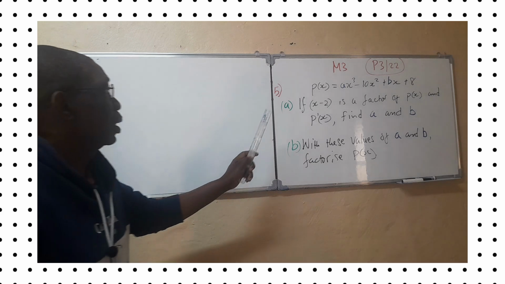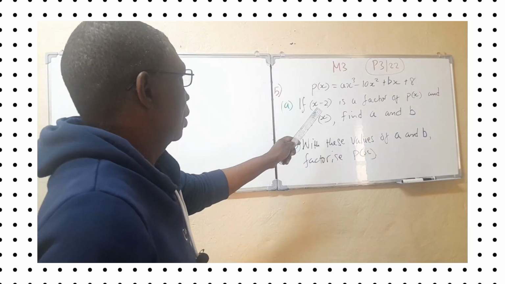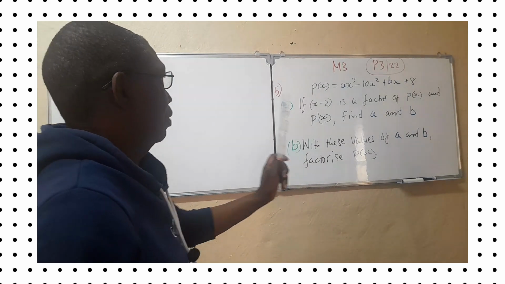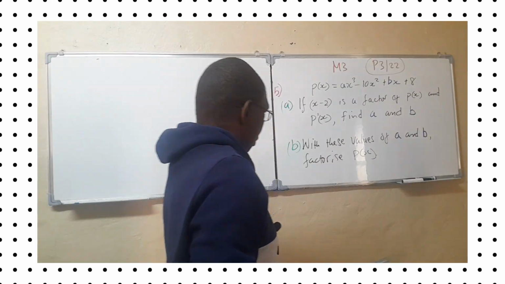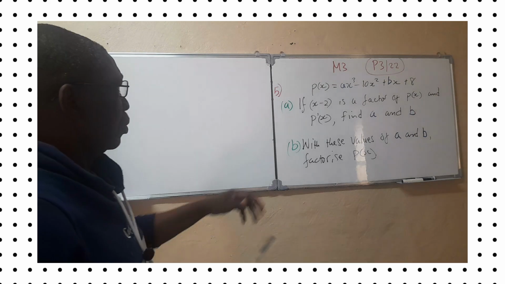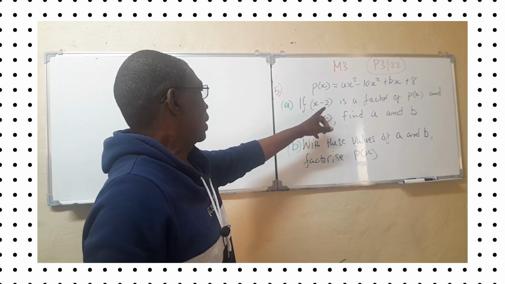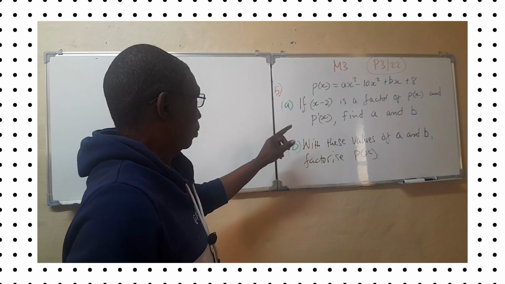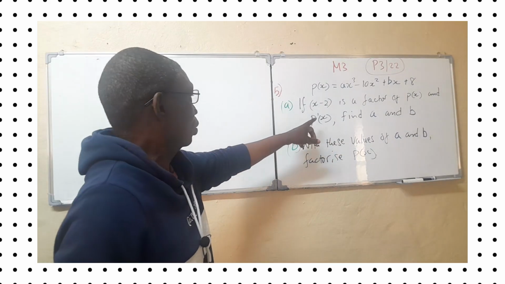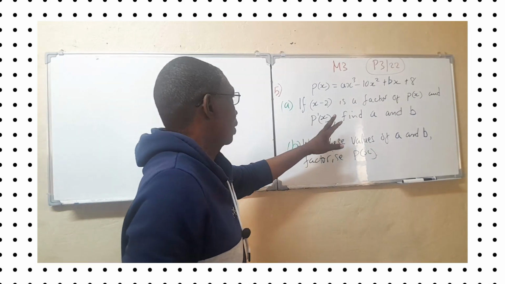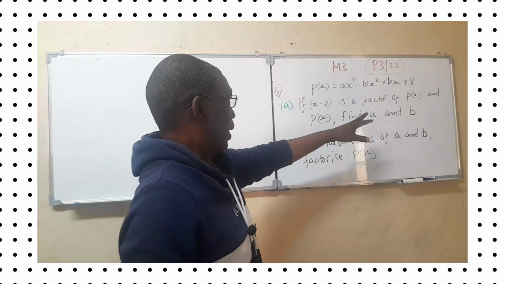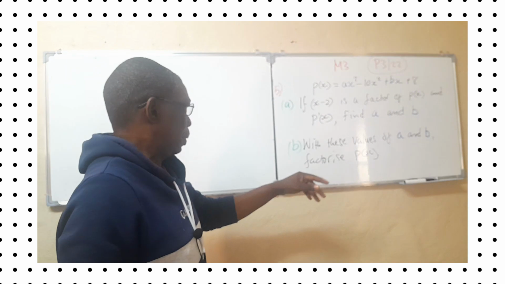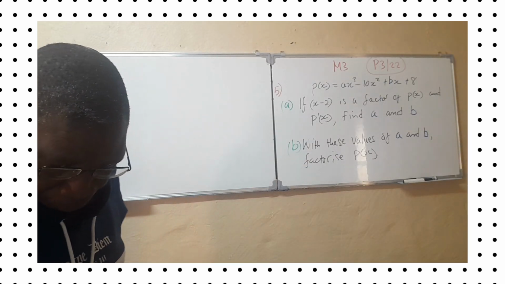Question A says, if x minus 2 is a factor of p of x and p prime of x, find a and b. In other words, if x minus 2 goes into p of x without leaving a remainder, and again into p prime of x without leaving a remainder, what is a and b? Question B says, with these values of a and b, factorize p of x.